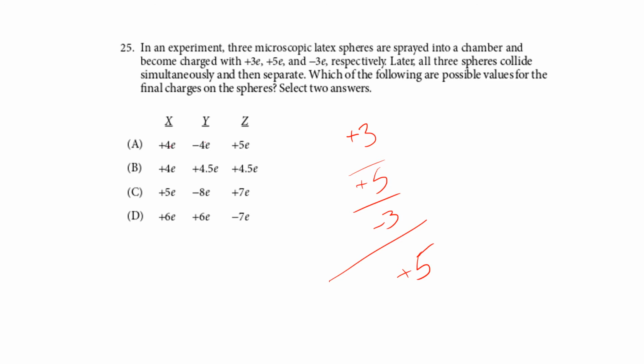So +4 -4 +5. Hey, that equals +5. So that is a good answer. +4 plus these guys, +9. So this is a +13. No way. +5 -8 is -3. So this is equal to +4. So nope. +6, which is +12, -7 is +5. Hey, so that's that. And it's okay that they have way bigger charges here.